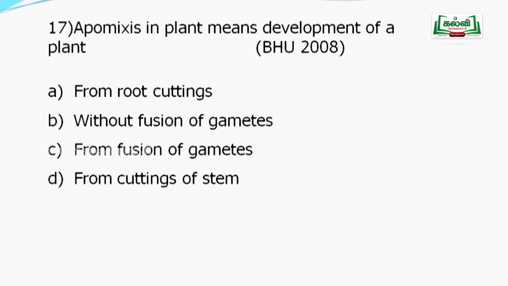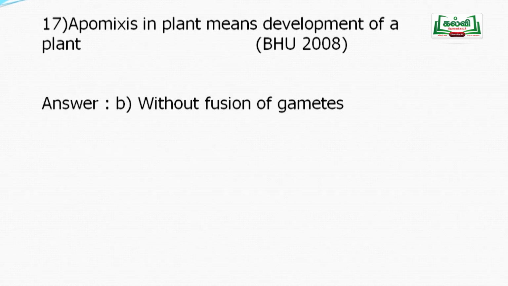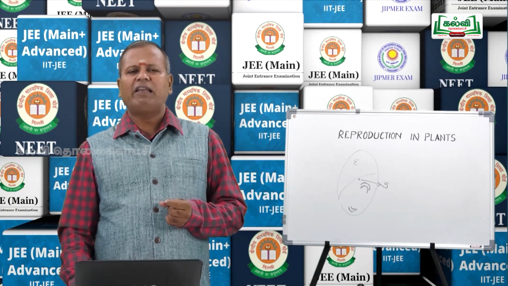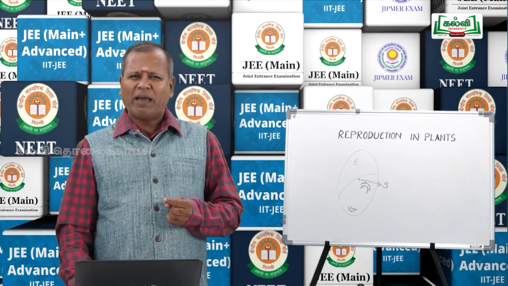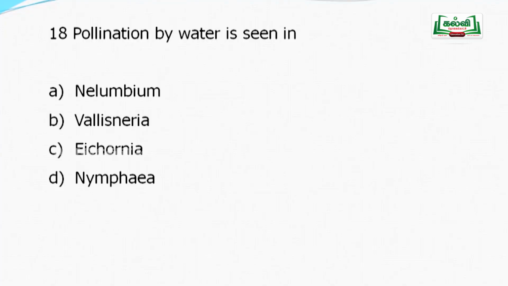Already you read this. Apomixis means development of a new organism without the fusion of gametes. So the correct answer for question number 17 is option B, apomixis, the development of a new organism, or a new plant, or a new animal without the fusion of gametes. Question number 18, pollination by wind.